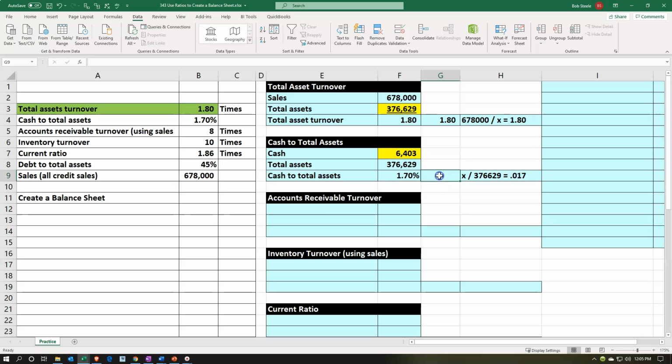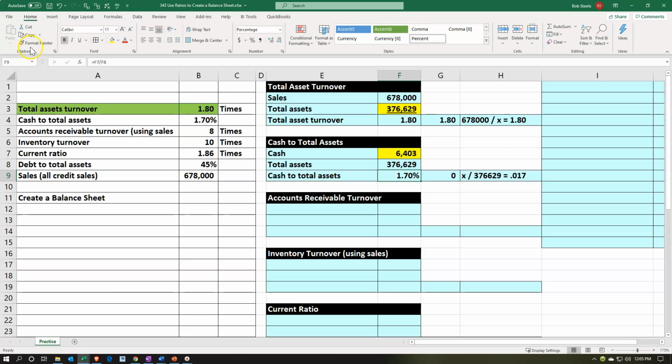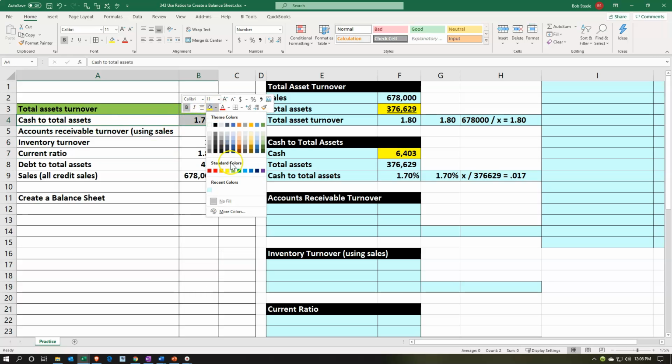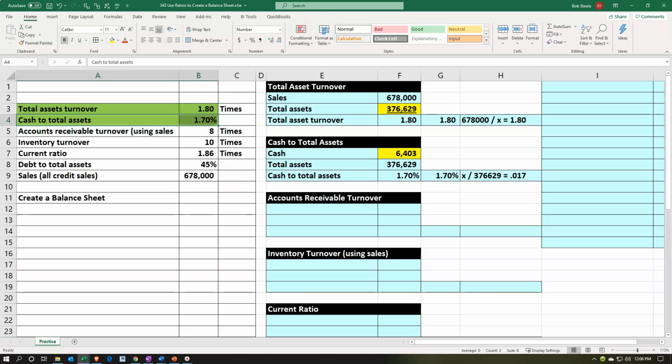Now we can double check it, whether we did the algebra or we used goal seek to get to the 6403. We can double check it by saying this equals the cash divided by the total assets. Formatting this cell, I can format paintbrush it from here. Home tab, clipboard, paintbrush, and format paint it. All right, so that means we found this one. This one is done. The next one we have is going to be the accounts receivable turnover. Accounts receivable turnover is typically sales or revenue, and these are all credit sales. So that's going to be our sales number, which they gave us.